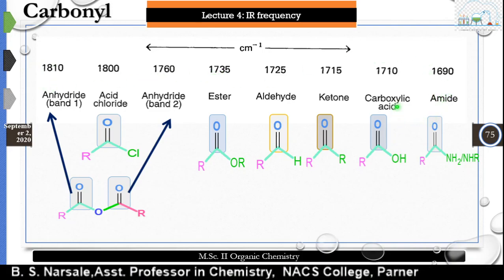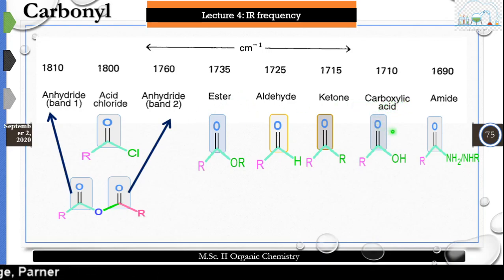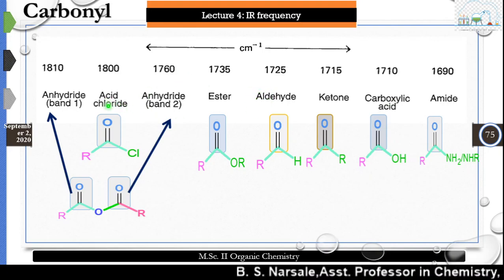Next to the amide, there is carboxylic acid and ketones, then aldehyde, esters. Sometimes the carboxylic acids will be beyond the aldehyde also. Then anhydride, and acyl chloride will be there.